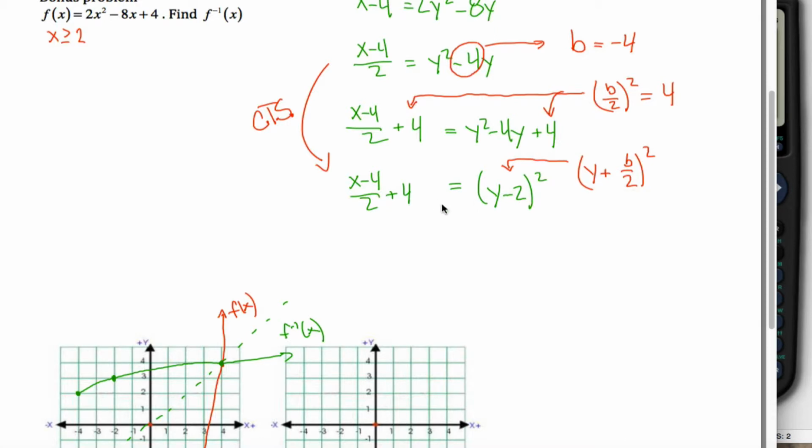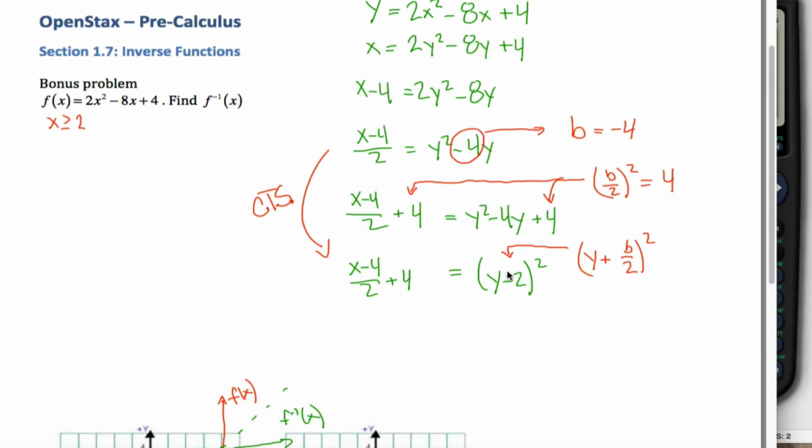Look where we are now. We only got a single y. That's fantastic. Instead of having a y squared and a y, I just have the letter y written one time. I could solve for that. I could isolate this y right here. No problem. Get rid of the square root, get rid of the negative 2, you got the y all by itself.